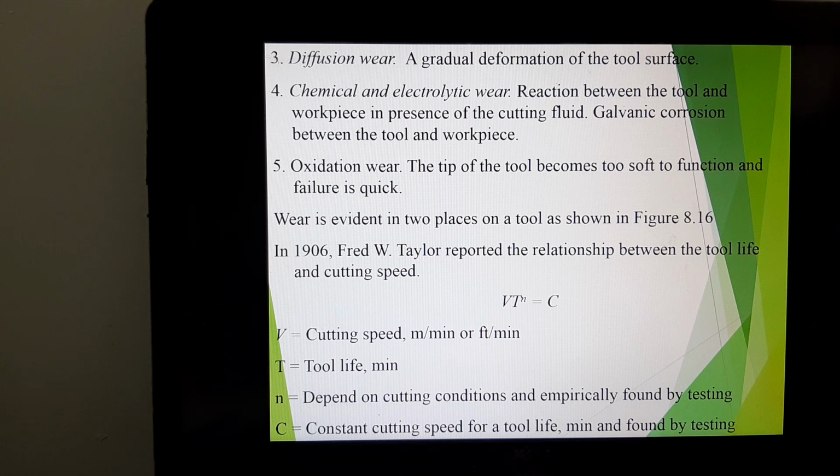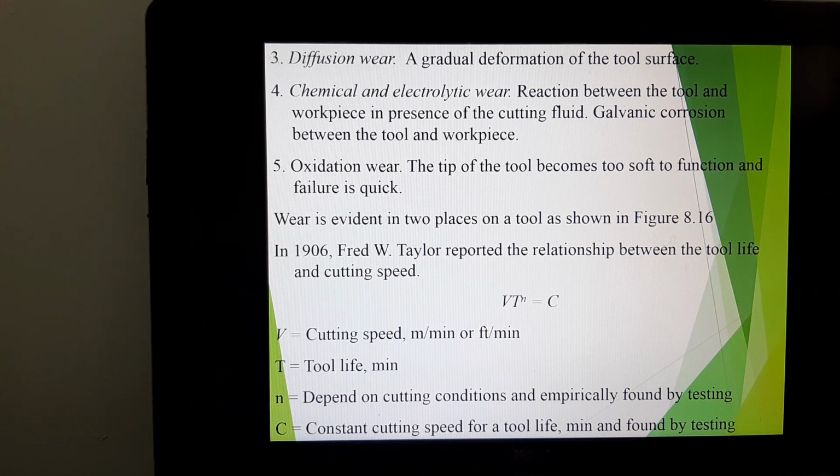Lastly, we have Taylor's equation. Taylor's equation basically shows the relationship between tool life and cutting speed. What is the relationship between tool life and cutting speed? If you look at it, VT^n = C, where V is the cutting speed in millimeters per minute or meters per minute, T is the tool life in minutes, and C is the constant for tool life.